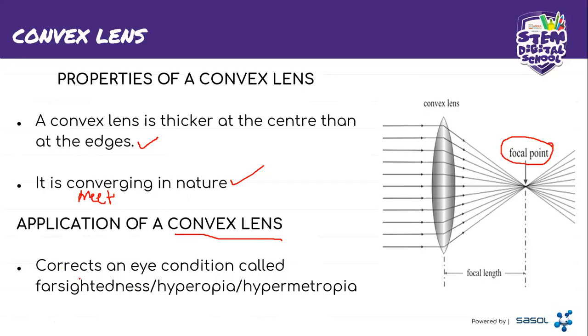So when you have an eye condition that we call farsightedness, to fix that, the optometrist must give you glasses that are made up of convex lenses. And that condition, farsightedness, is also called hyperopia, or it is also called hypermetropia. That is farsightedness. So when you have farsightedness, to correct that eye condition so that you can see everything clearly, your lenses are going to be made up of a convex lens.